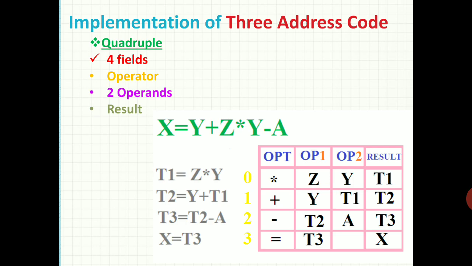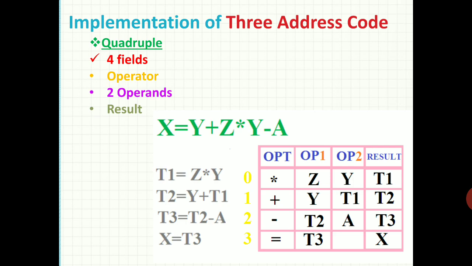It has a minus as operator, and T2 and A as operands. Then the result is T3. Then the last statement contains only an assignment statement, that is the operator. Then it also contains one operand, that is T3. Then the result is stored in X.